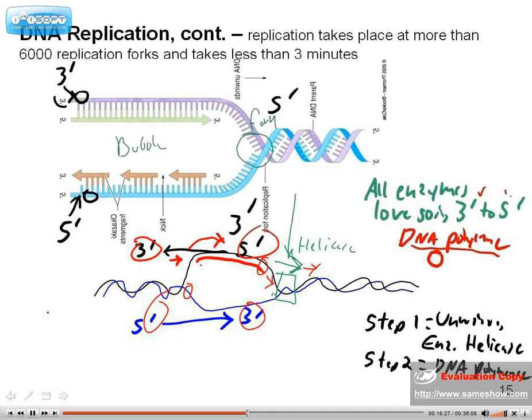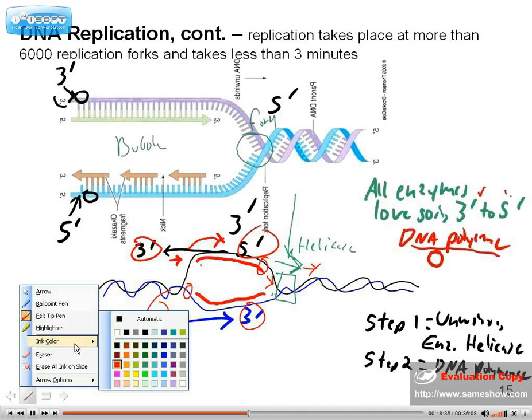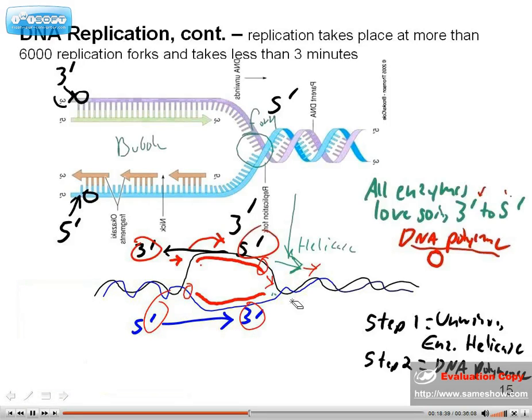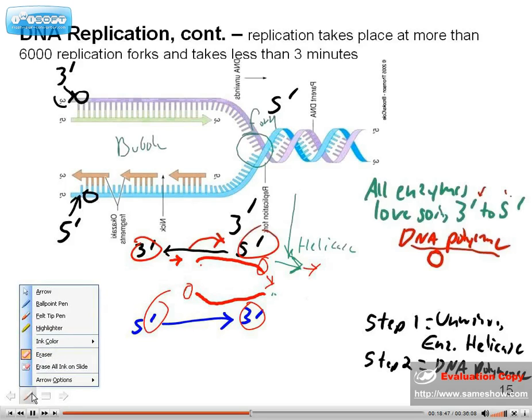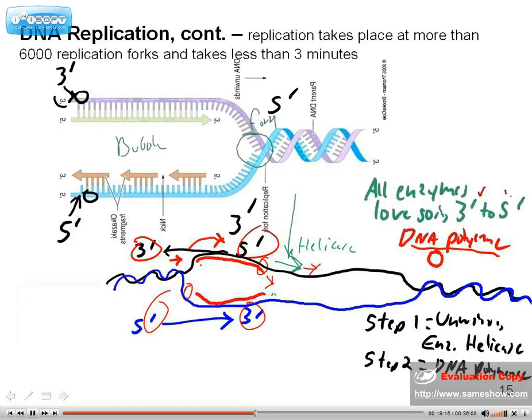It now laid down a nice piece, but now it can't continue on because it's going in the opposite direction of the unwinding helicase. So let's go ahead and go forward a bit in the future. The helicase opens up even more. My other daughter strand, there you go. So now I've made the replication bubble really big. Here is my helicase. Notice it's still going down here.